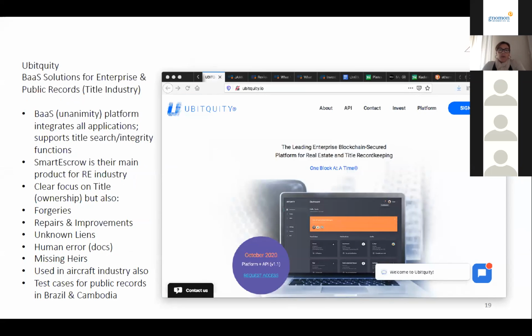Finally, this is a blockchain as a service company called Ubiquity, a great name. They are working in the title industry, enterprise and public records. So a lot of similar cases to what Irakli was talking about in India. What Ubiquity does is provide an enterprise-based solution to allow people to search quickly what the issues are with the titles and deeds for land or houses, any kind of real estate.